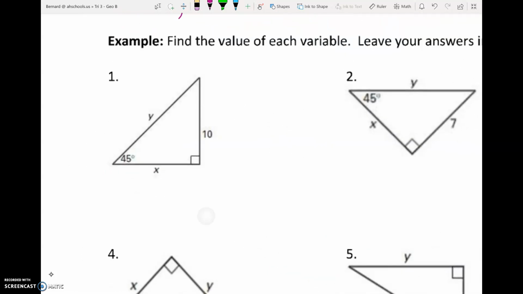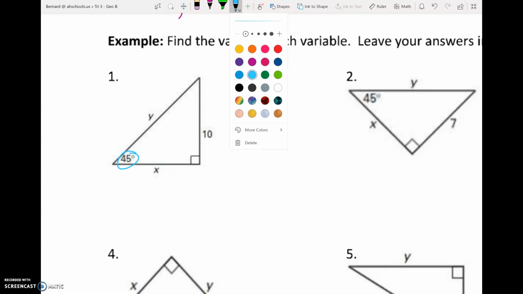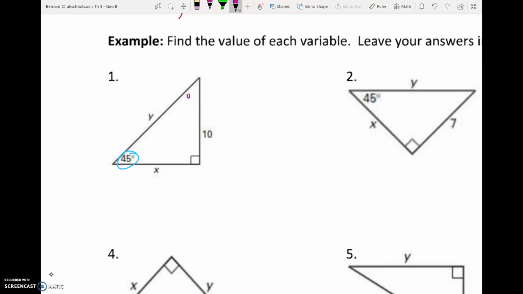Now, in number one, we got to recognize this 45, right? Got to recognize the 45 because that tells us this is a 45, 45, 90 triangle. We see the 90 right here, 45, 45, 90. And so we got to recognize where the information we have is, right? We have a 10. And both legs are the same. It's the hypotenuse that's different in a 45, 45, 90 triangle.